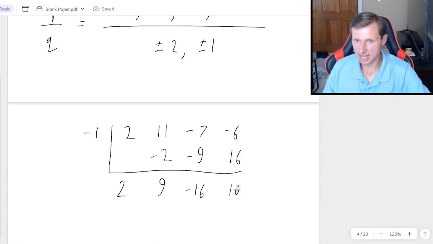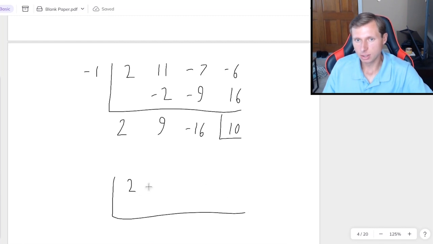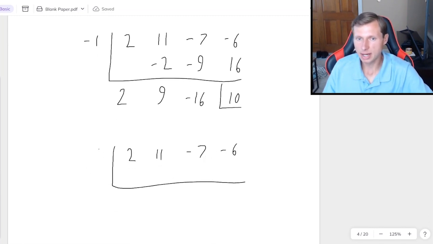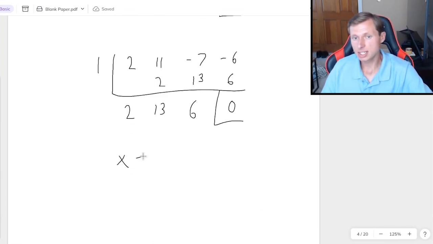16 minus 6 is 10. Yeah, that's not 0. So then I got to try again. Oh well. Now I guess I'll try +1. So 2 times 1, 2, plus 11, 13, times 1, minus 7, 6, times 1, still 6. And yes, this time I got 0. So in other words, x equals +1 is one of my solutions.